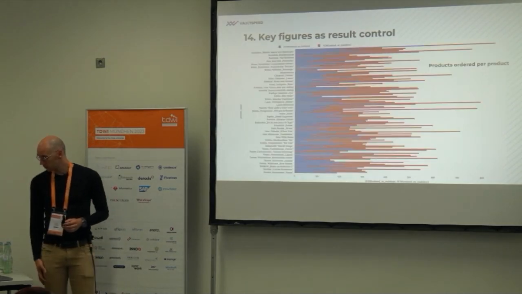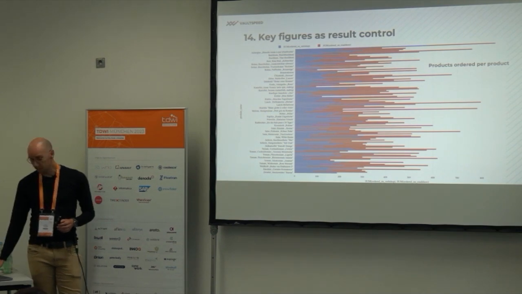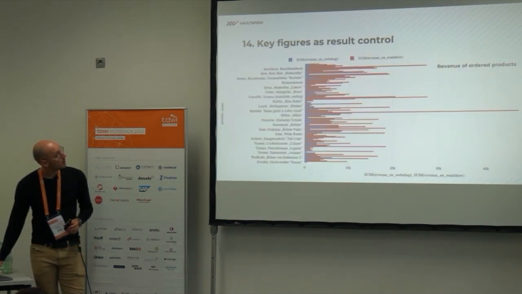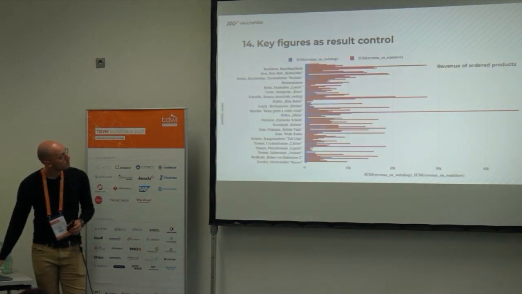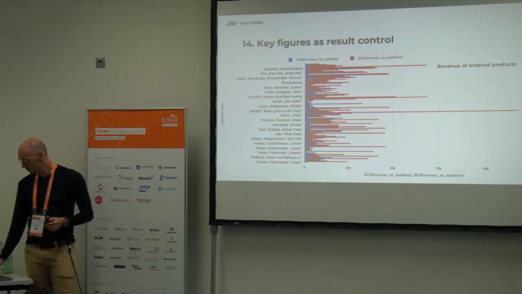And then I could calculate, I think this is the number of products that were ordered per product. And of course also the revenue. And apparently the melons or something, they came out on top. Really don't know why that is, but apparently they sell a lot of them.